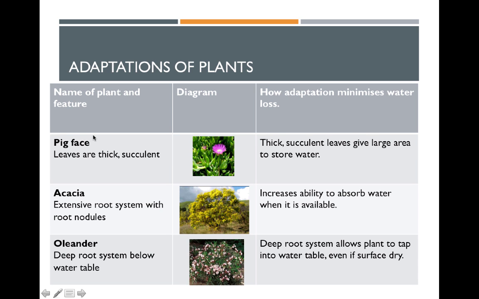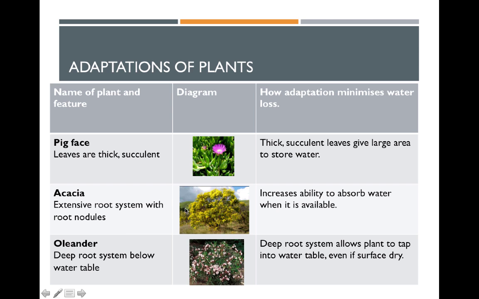Pigface is a type of plant that has really big, thick, succulent leaves, and that helps minimise water loss because there's a really big area to be able to store water in, okay? So they don't lose as much water, or they still have a ready water supply because these leaves are thick and have so much storage.